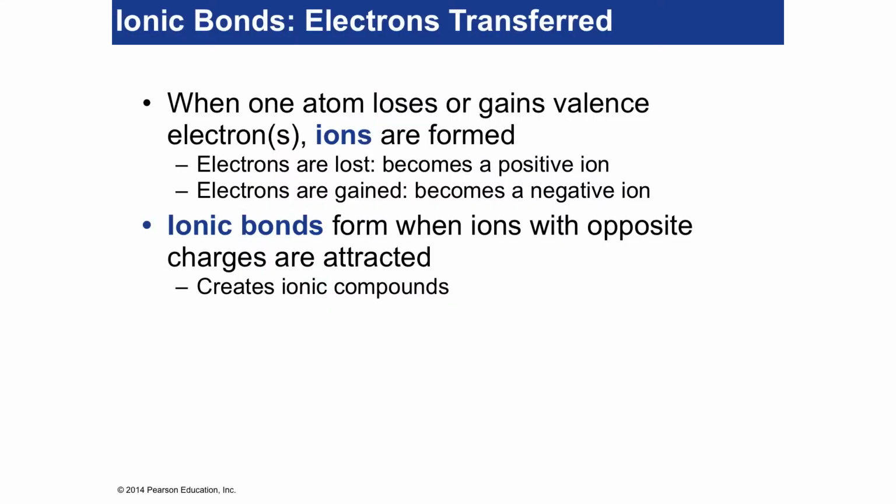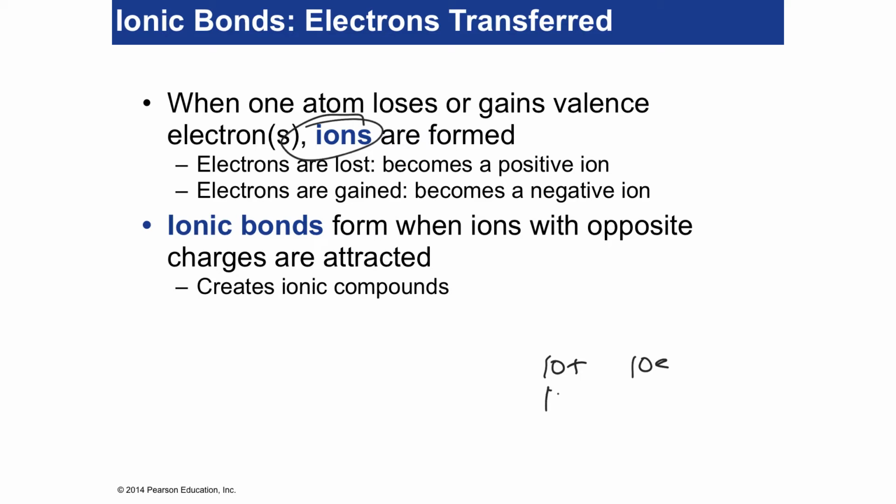The first bond we're going to look at is ionic bonds. And ionic bonds come from the word ion. And an ion is a charged particle. Okay, so for instance, if you were to have an atom, let's say the atom has 10 protons and 10 electrons, and the electrons are all in orbit around the nucleus. Well, that is not an ion because these charges are neutral.